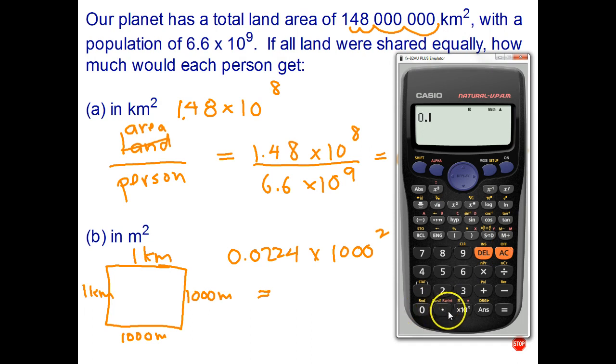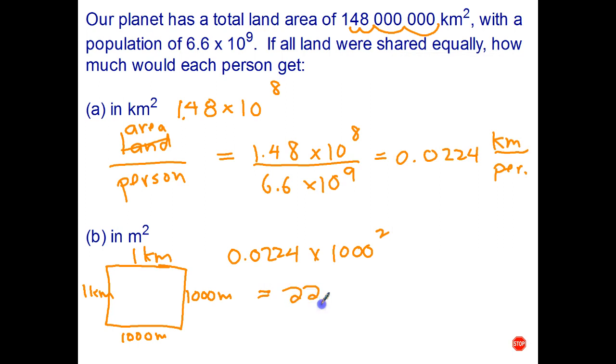So 0.0224 multiplied by 1,000 raised to the power of 2. And that comes out to be 22,400 square meters. So that's probably a bit surprising that if we divide the land up equally, each of us actually gets quite a bit of land. Hopefully, my land will be in Sydney and your land might be somewhere else.